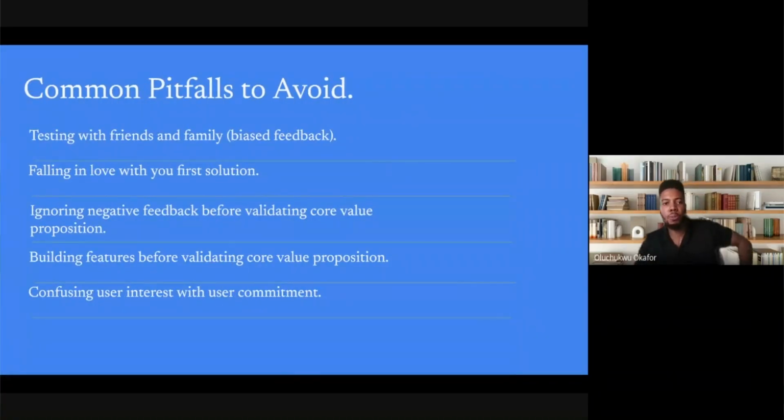So I'm also going to talk about common pitfalls to avoid when using this iterative approach. Try to avoid testing with friends and family because they are likely to give you biased feedback. If you're testing with your friends, they might not want to tell you the truth about your product. They might just lie to you so that they don't hurt your feelings. But you want to test with your acquaintances, people who don't really know you personally, because they are more likely to give you the truth.